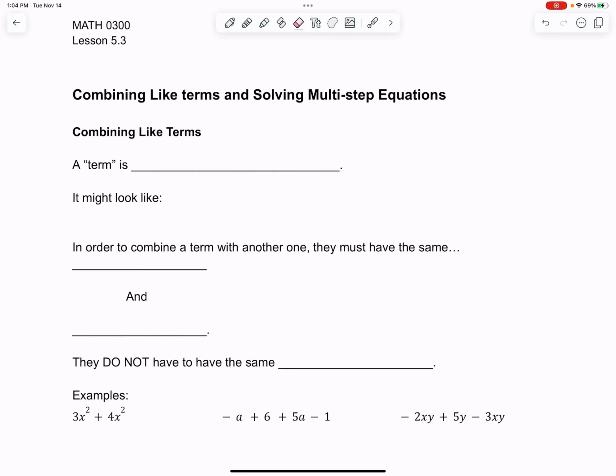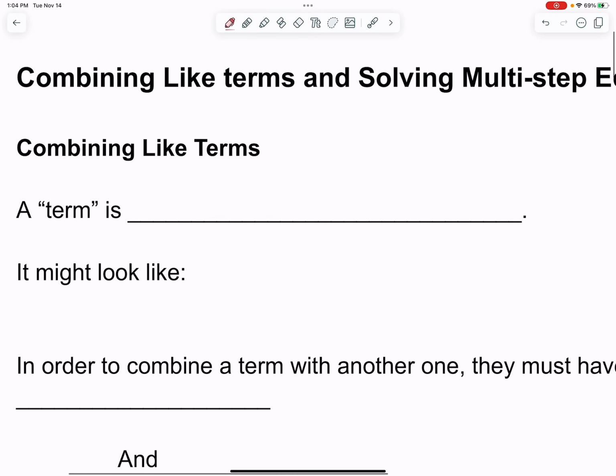Hey guys, let's talk about combining like terms. That is the next skill you need in order to master Math 0300. So, when we talk about combining like terms, the first thing we need to do is talk about what a term is, because you can't put them together if you don't know what you're supposed to be putting together.